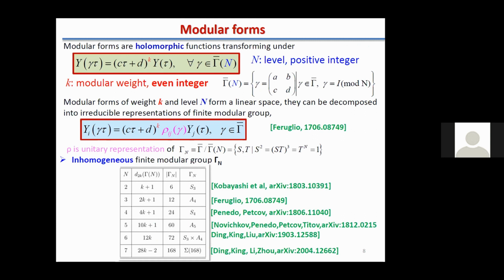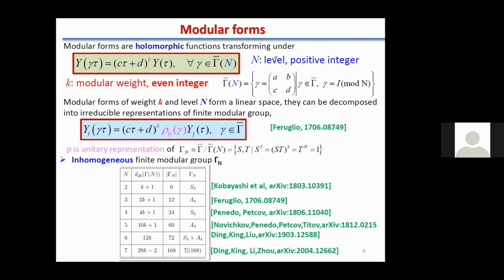And in the original work of Feruglio, he concentrated on the even weight modular forms. So I have to say a few words about modular forms. Modular forms are holomorphic functions, and they transform in some special way under the modular transformations. That means under the modular transformation, there's the automorphic factor (cτ+d)^k, and the automorphic factors satisfy the cocycle relations.